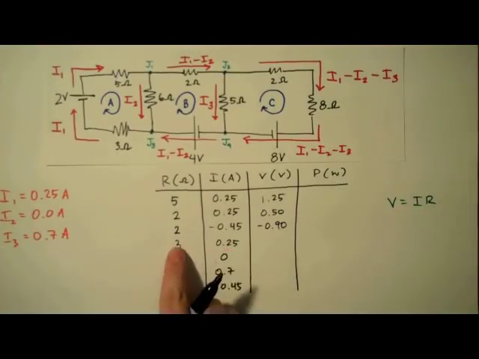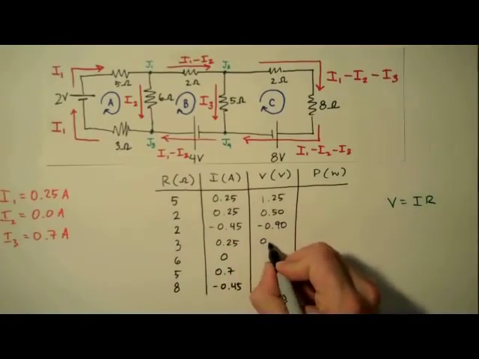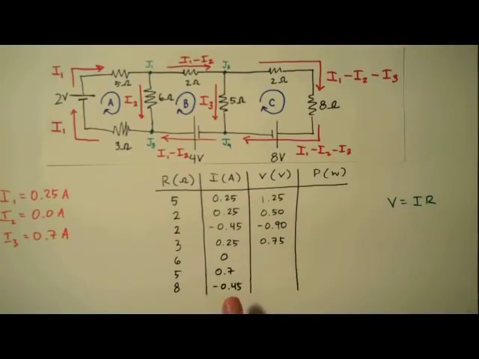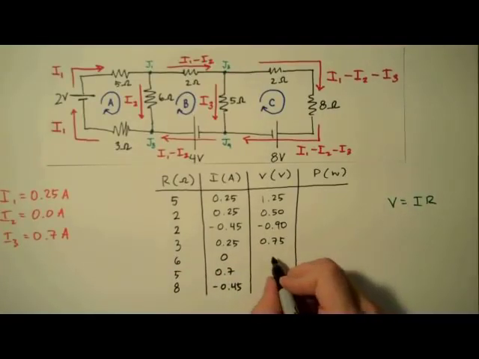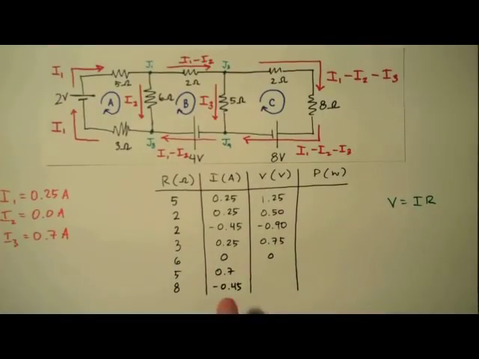Our next product is going to be 0.75 volts. And the voltage drop across a resistor which sees no current is, not surprisingly, 0. Here we have 3.5 volts, and this one is negative 3.6 volts.